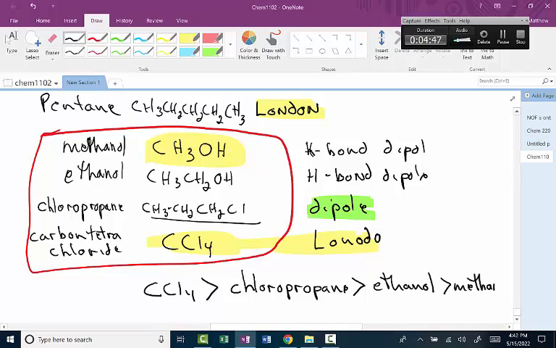And those are your types of problems that you'll see in the homework and on the exam. Remember to do the homework.